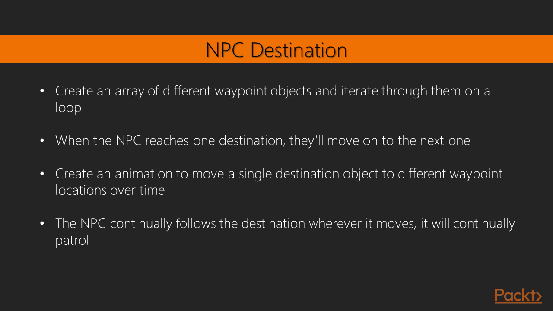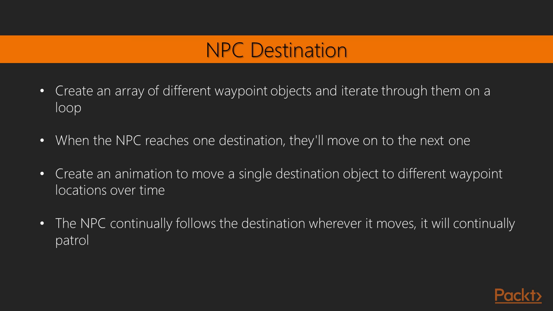Specifically, we'll need the NPC to patrol, that is, move across multiple destinations in order via a waypoint system, moving from one destination to the next in sequence. There are multiple approaches that could be taken to achieve this. One method is through script. Through this method, we'd create an array of different waypoint objects and iterate through them on a loop, such that when the NPC reaches one destination, they'll move on to the next one.